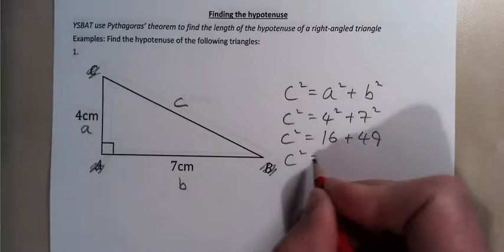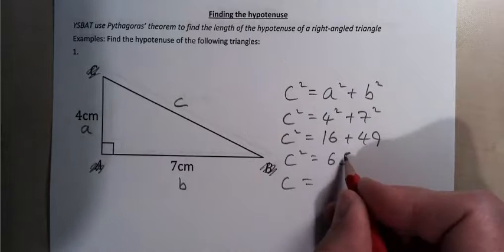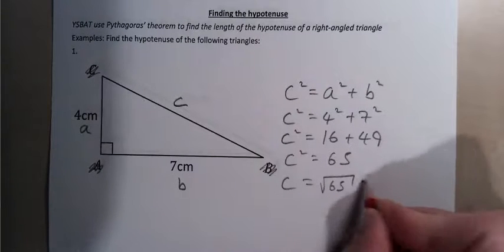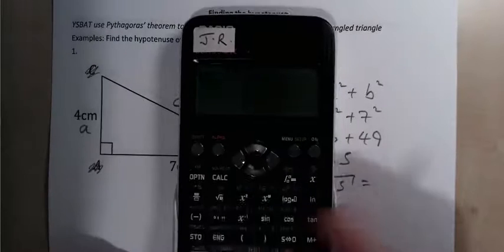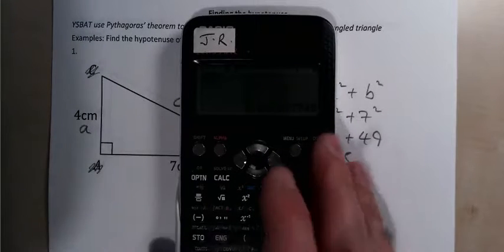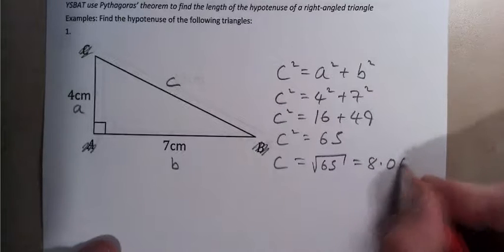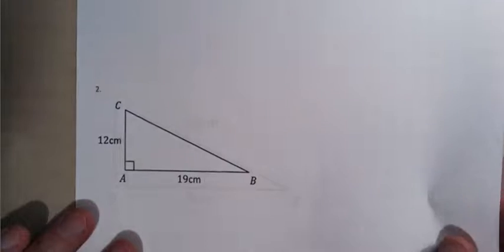C squared equals 16 plus 49. C squared equals 65. And then if you know C squared and you want C, you have to find the square root. So it's going to be the square root of 65, so you need your calculator for that, and we would then go the square root of 65 equals, and it's 8.06, to 3 significant figures, so 8.06 centimeters.